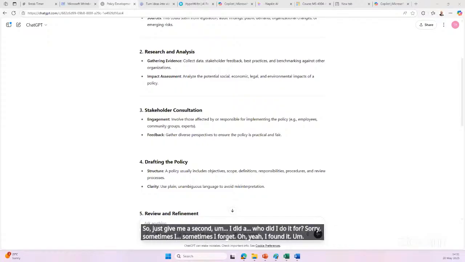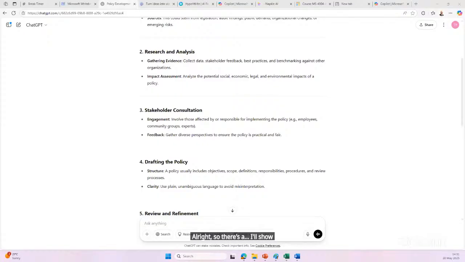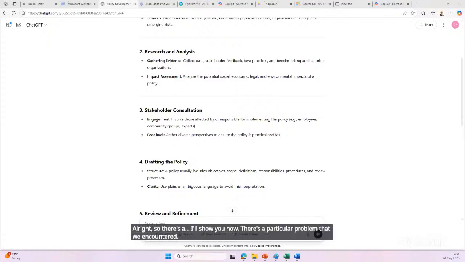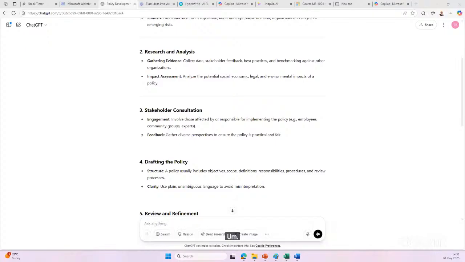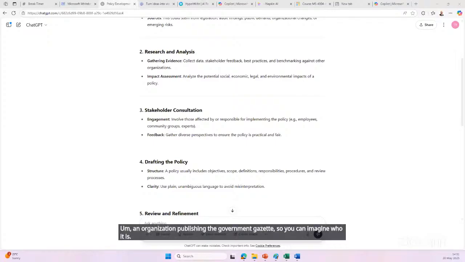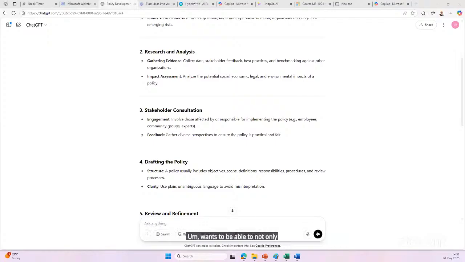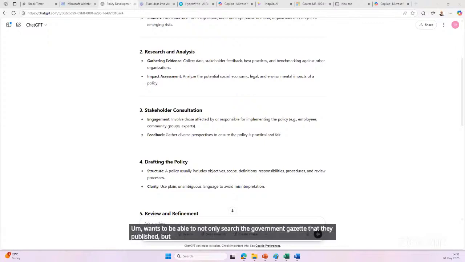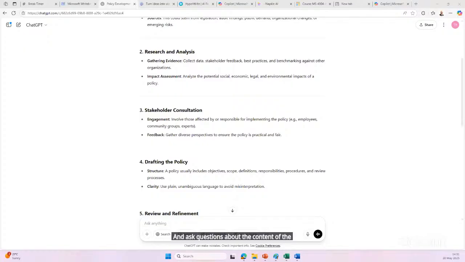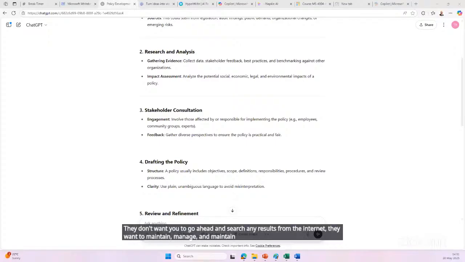So this is a large language model that I built based on the government gazette. Right. So I'll show you now. There's a particular problem that we encountered. An organization publishing the government gazette, so you can imagine who it is, wants to be able to not only search the government gazette that they published, but any previous version thereof, and ask questions about the content of the government gazette in particular. They don't want to search any results from the internet. They want to manage and maintain their own large language model.